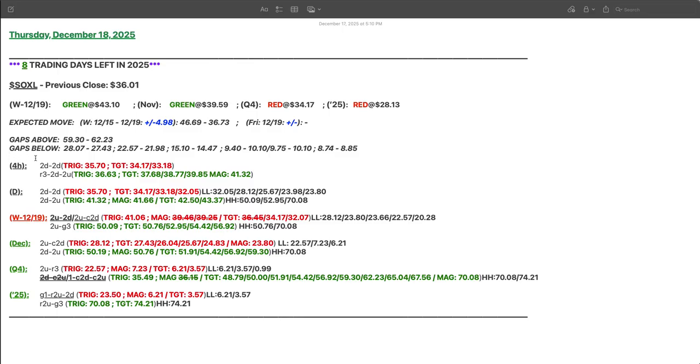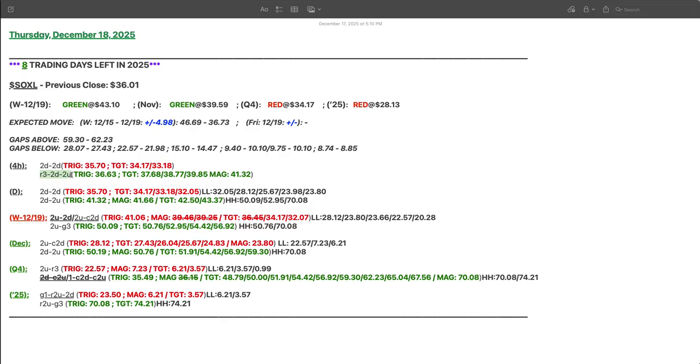We talked about from a scalping perspective, we're looking for higher lows at or above opening print to get into calls, targeting overnight high and previous high of day. And we're looking for lower highs at or below opening print to get into puts, targeting overnight low and previous low of day. All right. Now we just pulled up the 4-hour chart, and we talked about how if we continue to the downside in that first 4-hour candle of Thursday, it gives us a 2 down continuation, triggering at 37.50, and we've got our extended targets here of 34.17 and 33.18.